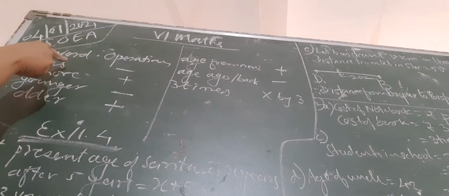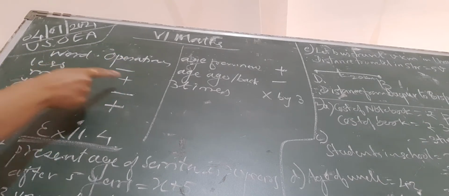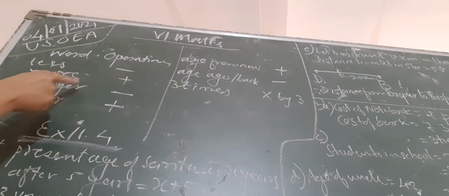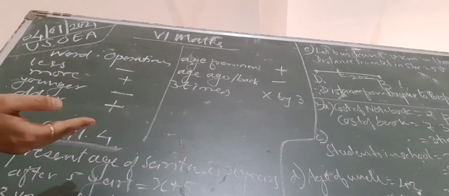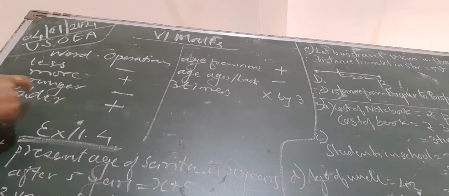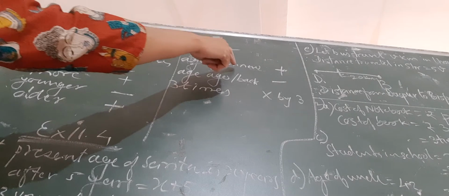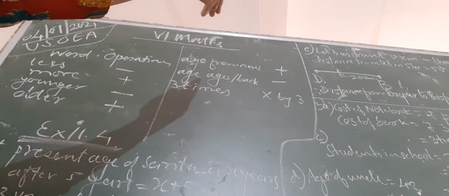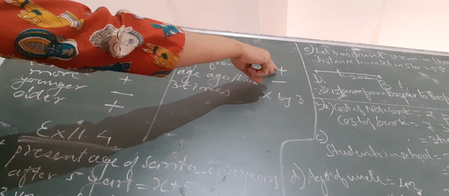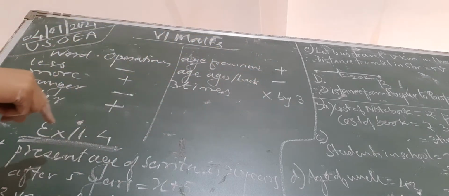For writing it, some words are given to you, and you can convert them into arithmetic operations. If it is given less, it means you have to subtract. If it is given more, you have to add. If it is given younger brother or younger sister, you have to subtract. If it is given older one, you have to add. If it is asked what the age will be from now, in that case you have to add.